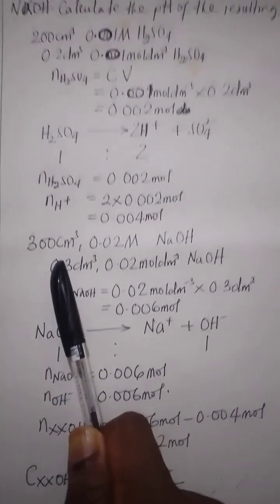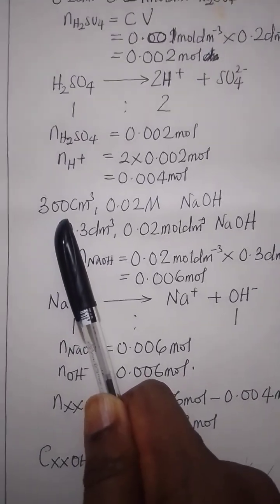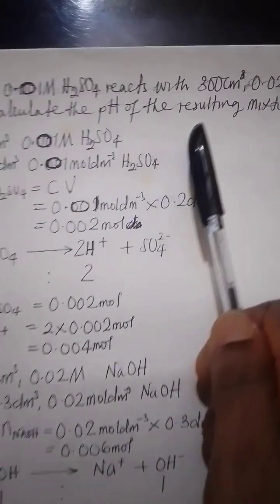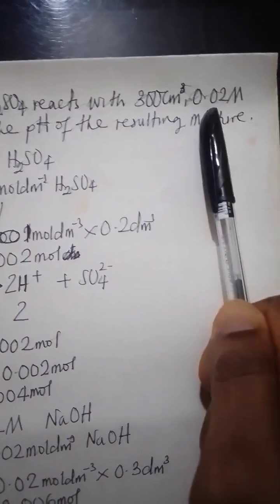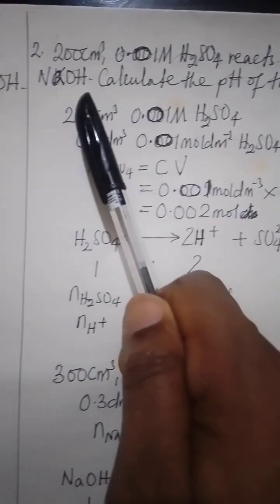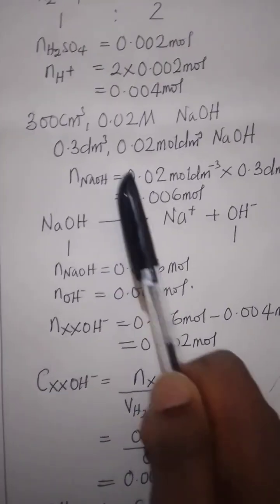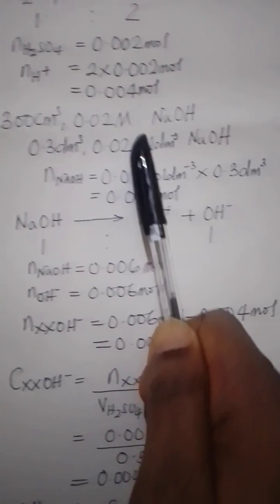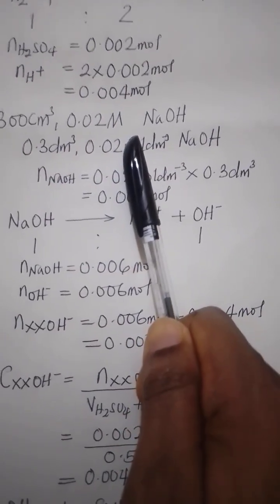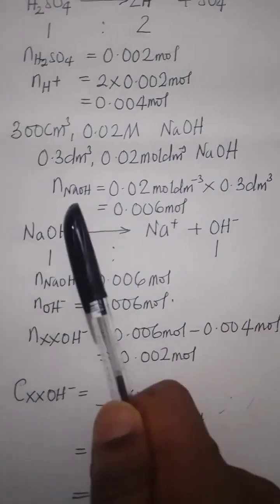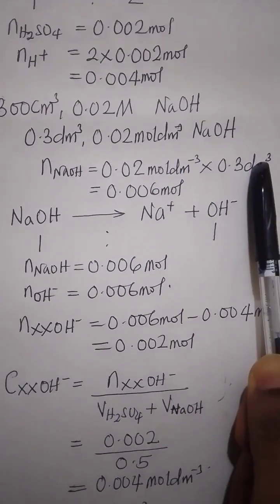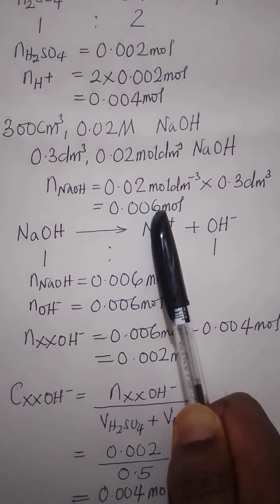Then we take the base. The base here is sodium hydroxide. So let's take it from the question: 300 cm cube of 0.02 molar NaOH. So we quote the value. The cm cube now is 0.3 dm cube. Molar means 0.02 mole per dm cube of sodium hydroxide. So the number of mole of sodium hydroxide will be 0.02 mole per dm cube times the volume, and that will give us 0.006 mole.